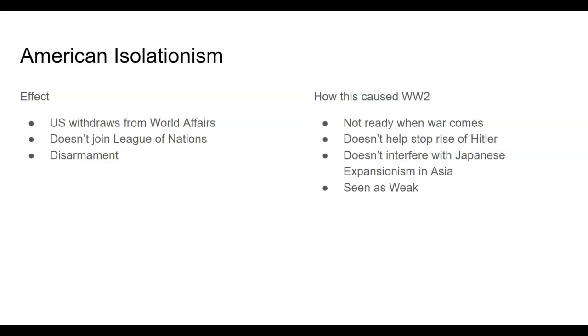We also don't intervene very much with Japanese expansionism in Asia, especially their moves in Korea, Manchuria, and later in China. Not really until we're getting into the 1930s, 39, 40, 41 period do we actually start saying, whoa, wait a minute, Japan. And the U.S. is seen as weak and not really a threat, especially by Japan, but also by the Germans.